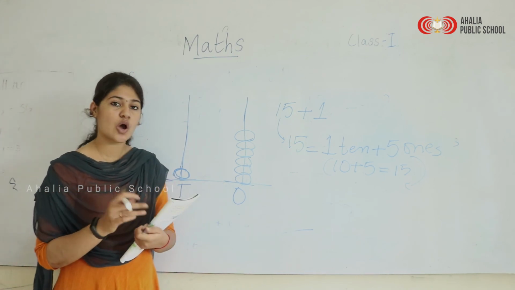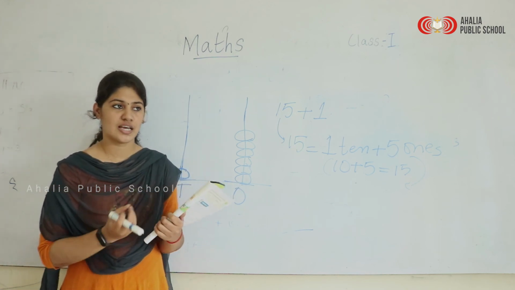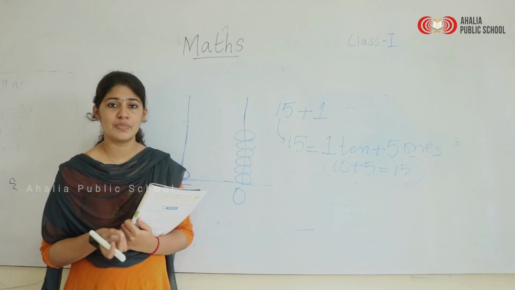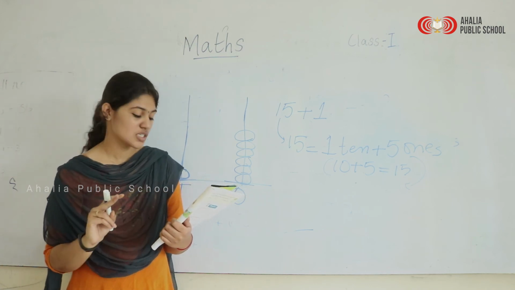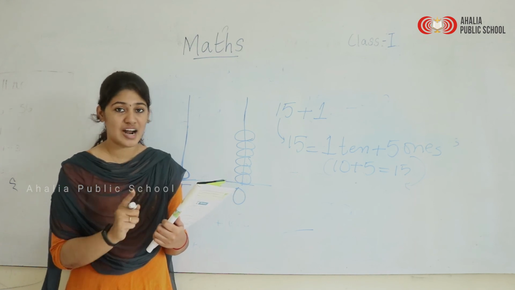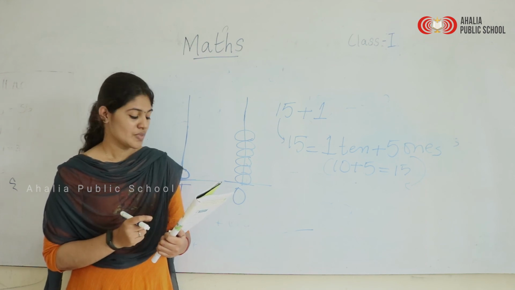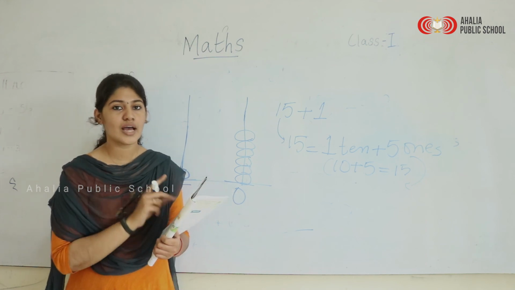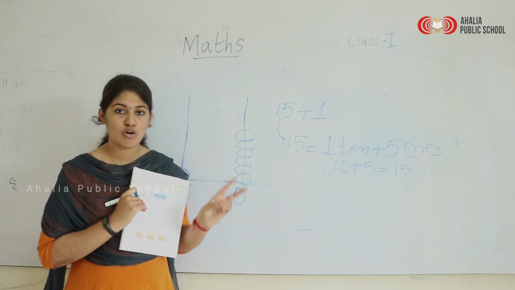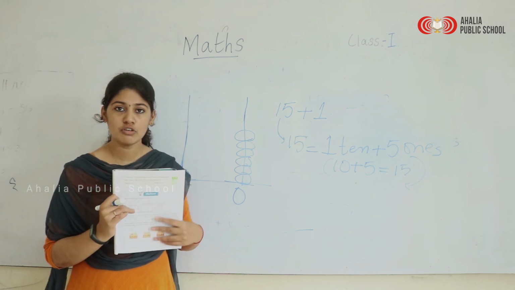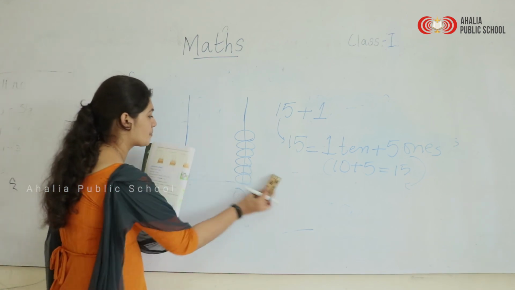Next, the last topic of our chapter 2 is addition stories. Addition stories are nothing but the practical applications of addition. That is, Akshay has 2 books and Raju has 1 book. So they are asking how many books they have in total. Akshay has 2 books, Raju has 1 book. So totally how many books will be there? 2 books plus 1 more book, 3 books. Clear for you?